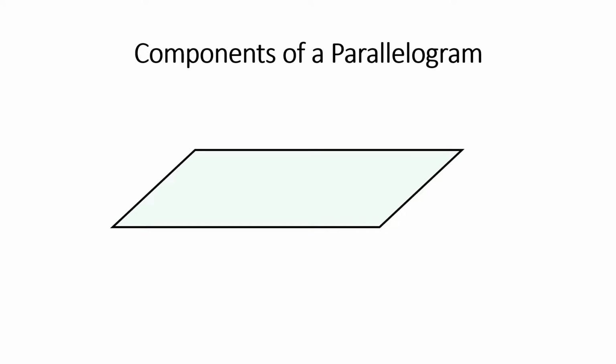What are the components that make up a parallelogram? All parallelograms are made up of 4 different sides. One of these 4 sides will be the base of the parallelogram. In addition to a base, all parallelograms have a height. As you can see, the height and the base of a parallelogram always form a 90-degree angle with each other. That's very important to remember.